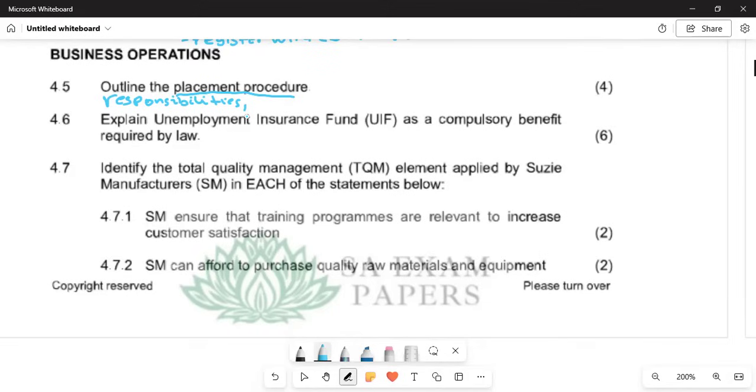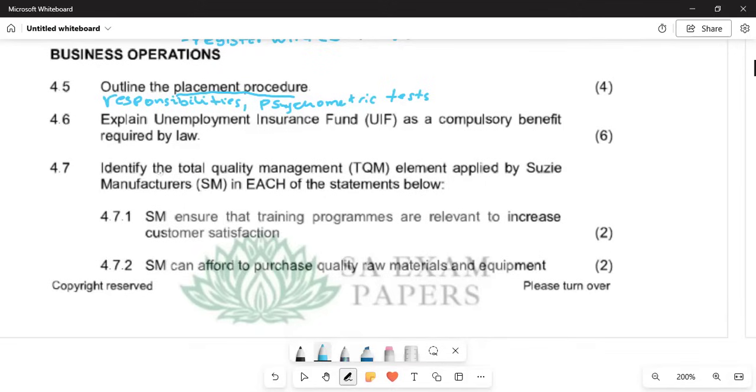Interest or skills by subjecting him or her to a range of psychometric tests. So they have to do psychometric tests. That will enable them to know the strengths and weaknesses, or interest or skills, of the candidate. That is how it can be easily done.